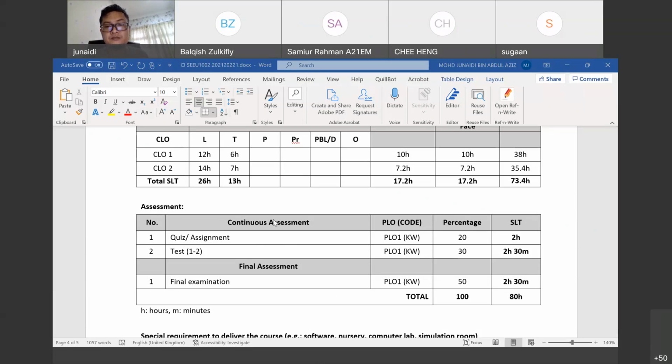Sekejap, let me check. Education. One minute, cari tak jumpa lah pula. Ini minute meeting.